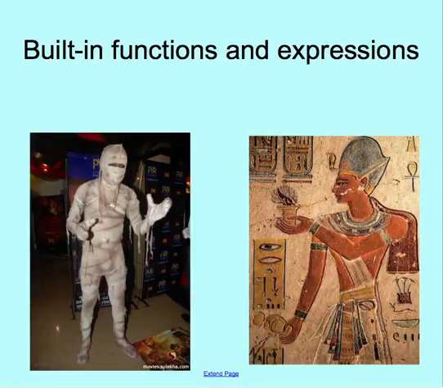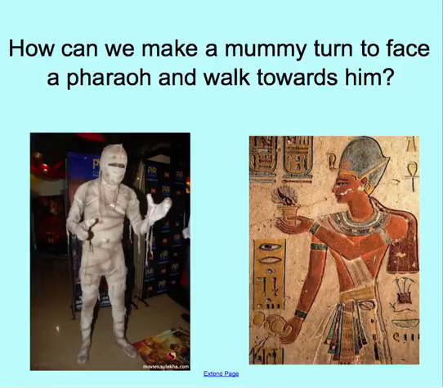So this is my title screen, and I have a picture of a mummy and a pharaoh, so hopefully students will see this and they'll start wondering what we're doing. It'll get their interest. And when I turn to the next slide, now we have a question. How can we make a mummy turn to face a pharaoh and walk towards him? So I'll present this question to my students, and I will have the students suggest some ways that we can do this.